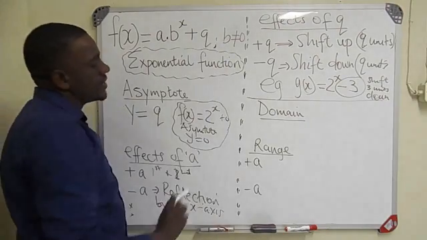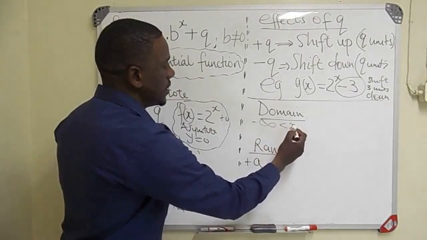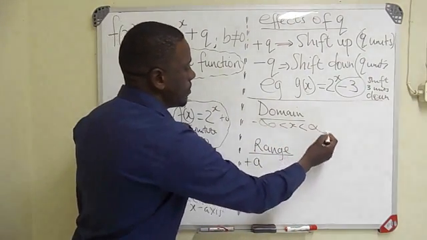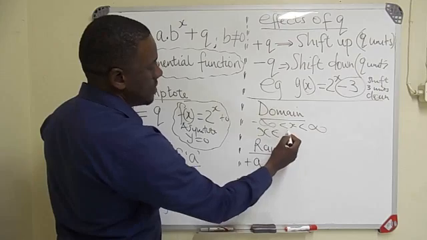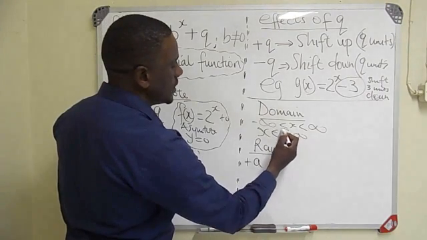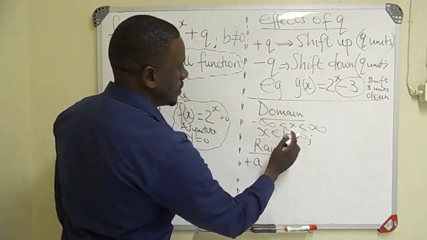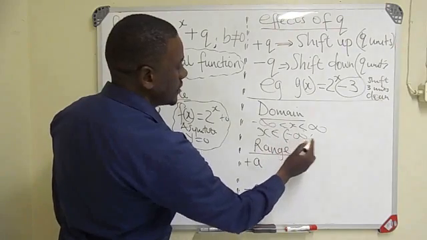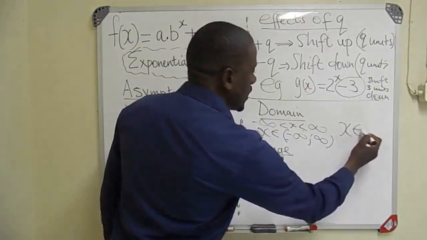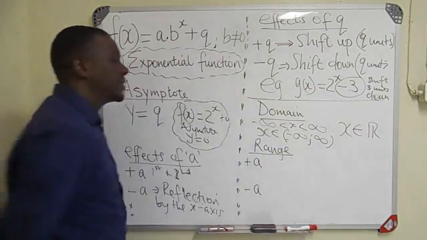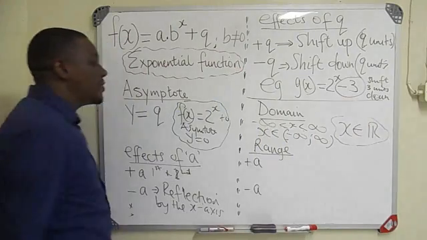This function here is defined for all the values of x. So it's minus infinity less than x less than positive infinity. We have x an element of minus infinity, positive infinity, or just x an element of real numbers. So we are saying this function here is defined for all real numbers.